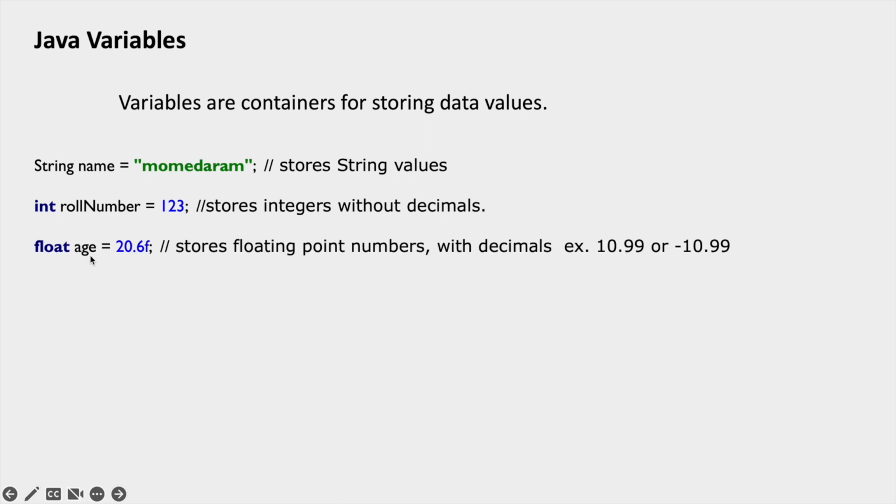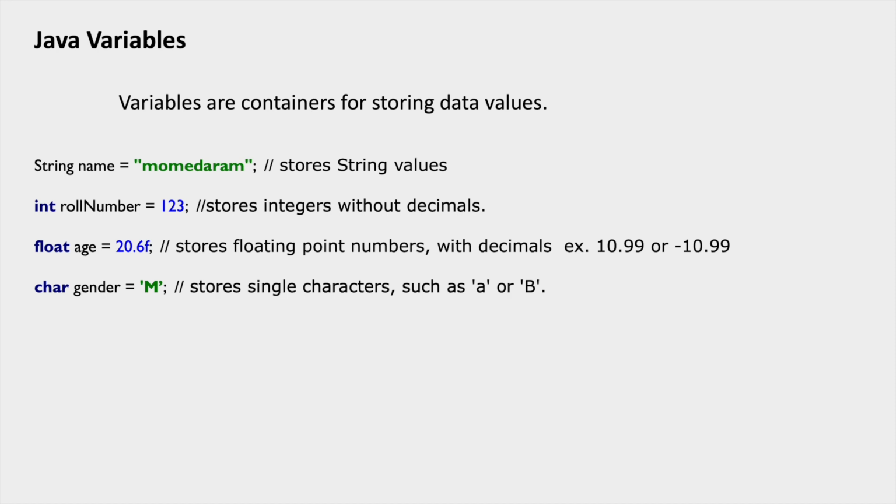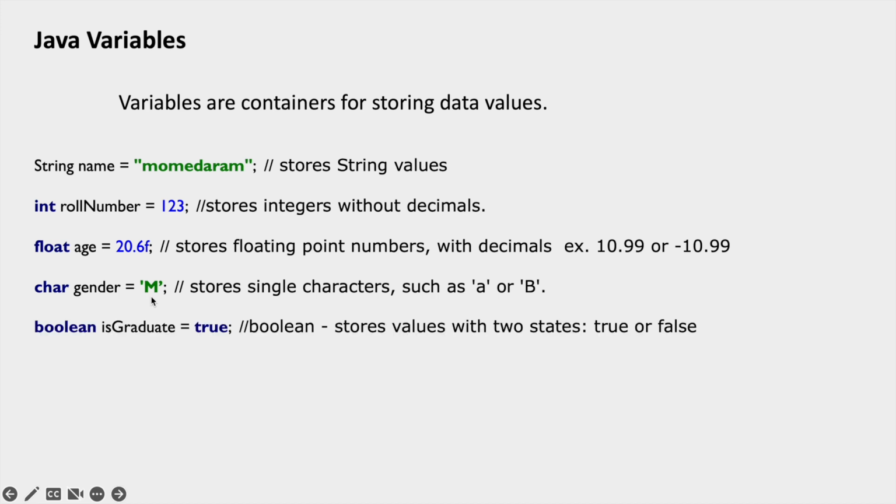If you want to store float data, then we will use the float data type. And if you want to store a single character, that time we will use a char variable. By using this char variable, we can store a single character such as A, B, M, anything as a single character. If you want to store boolean data, that is true or false, that time we will use a boolean variable. So by using these variables, we can store the data values.